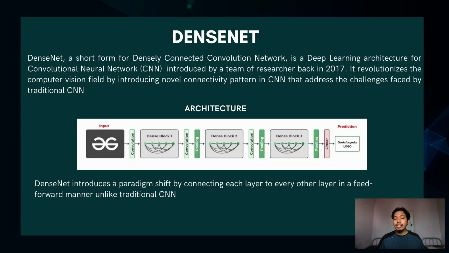Now let's take a look at the architecture of DenseNet. DenseNet architecture still resembles the traditional CNN, but with additions of dense blocks and transition layers. Dense blocks are the building blocks of DenseNet architectures. Each dense block consists of multiple convolution layers, typically followed by batch normalization and nonlinear activation functions, for example ReLU. And each layer within a dense block receives feature maps from all preceding layers as inputs, facilitating feature reuse and propagation.